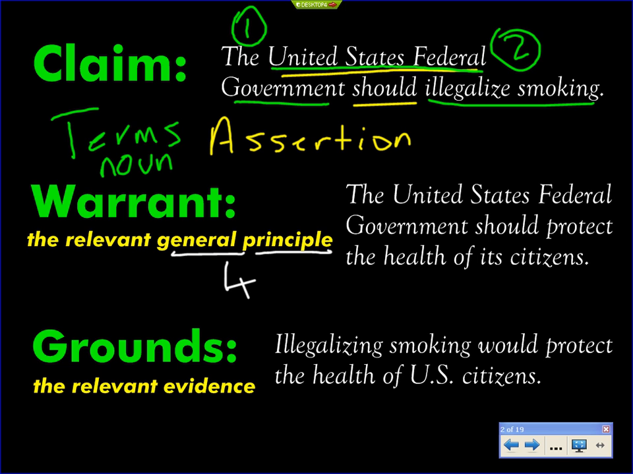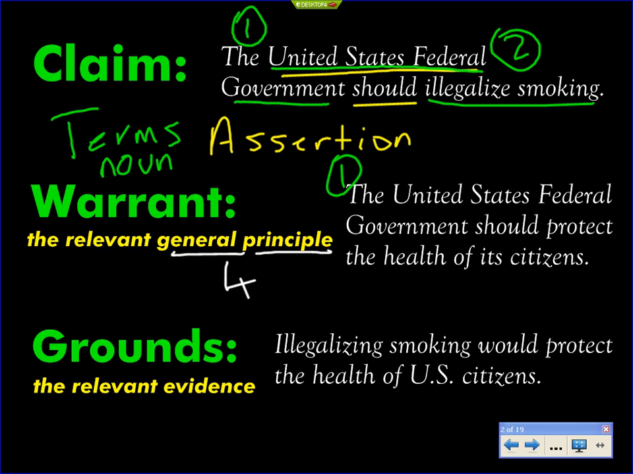Writing the warrant is pretty easy to start. What do you notice about the warrant in terms of these terms? If I can be more repetitive. Jordan? First is a repetition of term one. I always start my warrant with a repetition of term one.